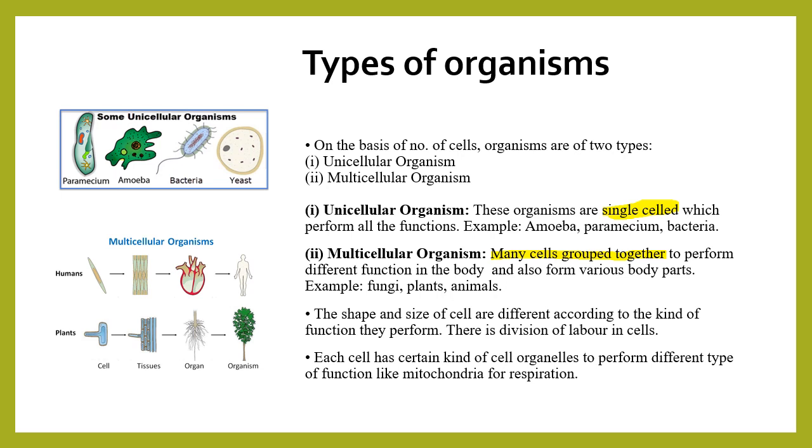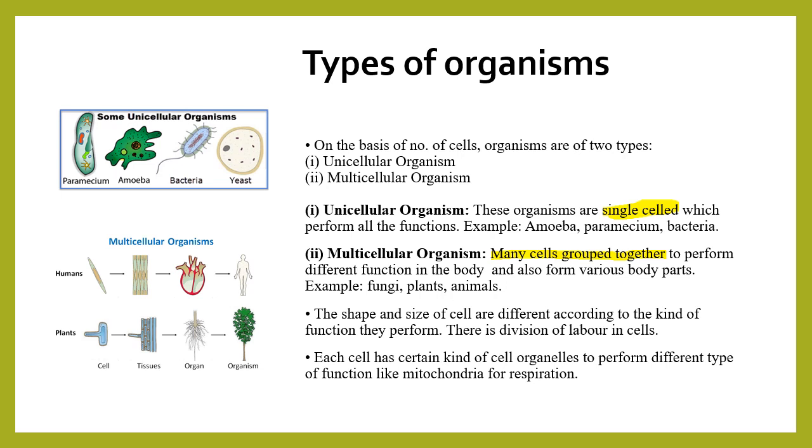Now let's see types of organisms. On the basis of number of cells, organisms are of two types. One is unicellular organism and the next is multicellular organism. What do you mean by unicellular organism? These organisms are single-celled, which perform all the functions. Example, amoeba, paramecium, bacteria.